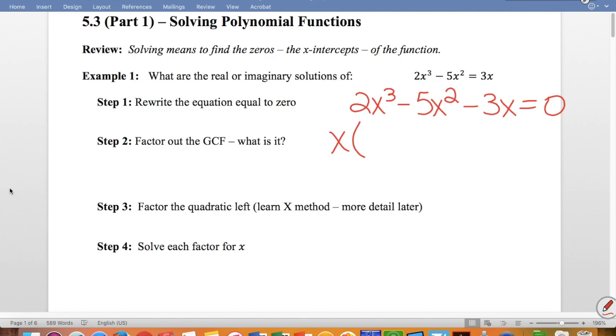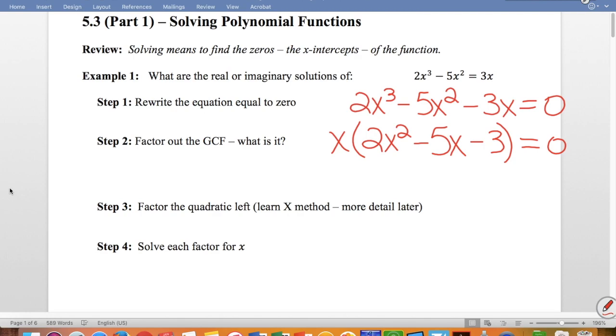When we are dividing by x, we are subtracting exponents, so to speak. So my 2x cubed becomes 2x squared when I divide by x. My negative 5x squared becomes just negative 5x. And my negative 3x just becomes negative 3. That's what would be left after dividing, equals 0.